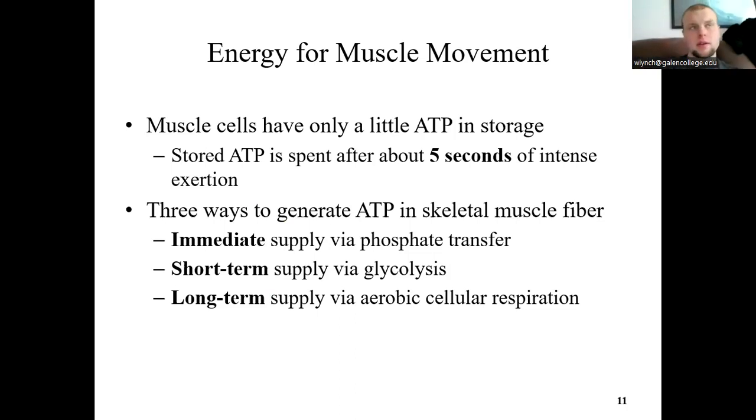Then we have short-term supply of ATP for maybe up to a minute, by glycolysis, which is the breakdown of glucose in the absence of oxygen. And then we're having long-term supply of ATP and the oxidative phosphorylation reaction, or the aerobic cellular respiration. This happens in the mitochondria, and we are typically going to be able to sustain our energy reserves for minutes to hours for long periods of time.